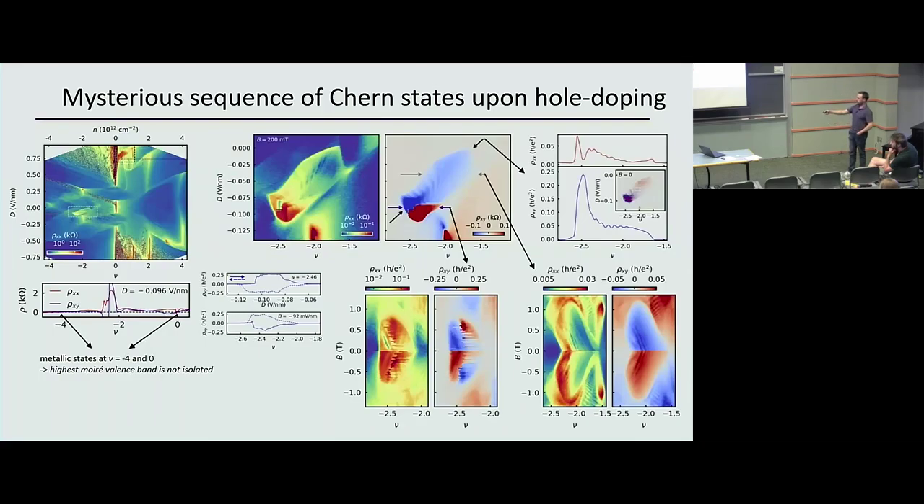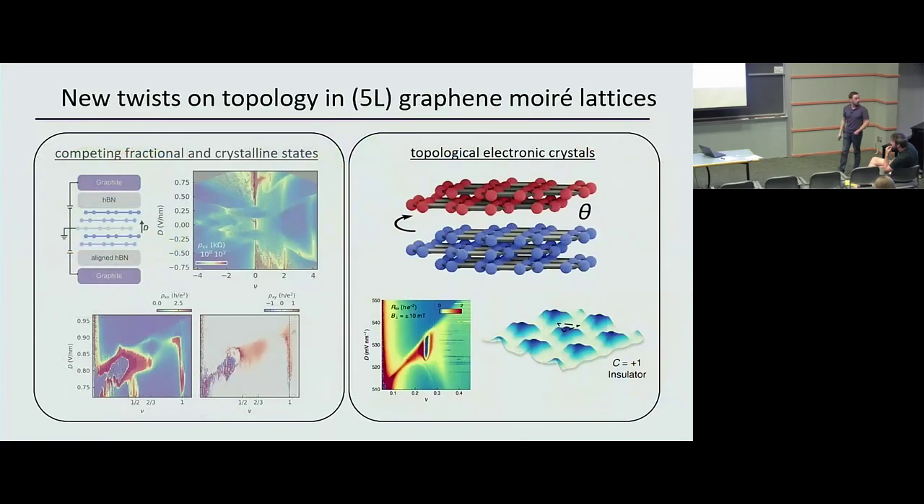But again, I'll point out that this is happening at a displacement field where both the neutrality point and 4 holes per Moiré unit cell are metals. And additional quantum oscillation measurements tell us that it seems like there are at least multiple bands, multiple Fermi pockets going on in this region. So that could explain why the Streda formula is not appropriate, since we have additional itinerant charges in the system. And it may help to explain, although I don't really know how, this very bizarre sequence of at least 11 topological states.